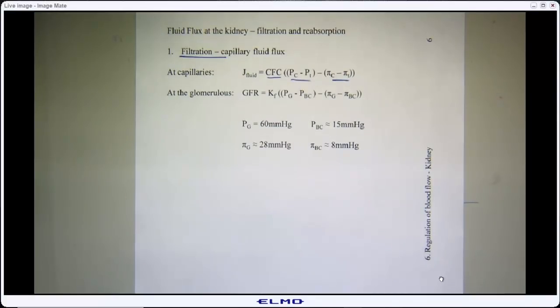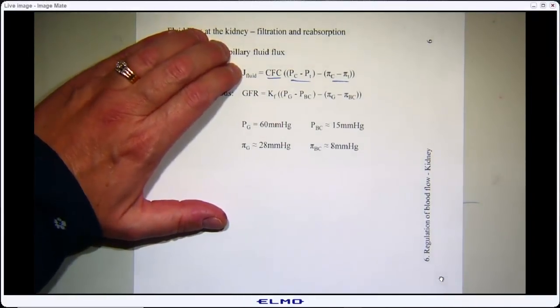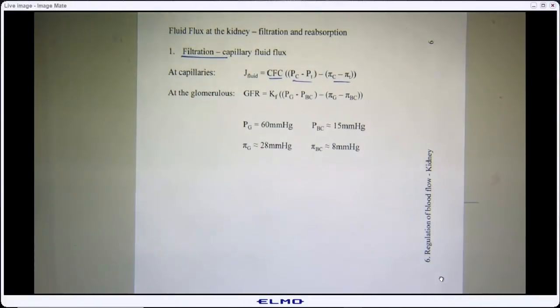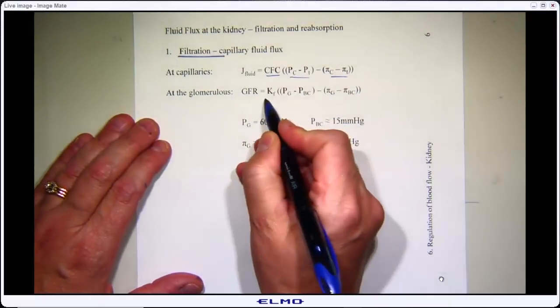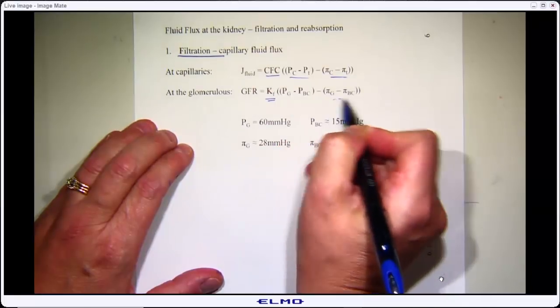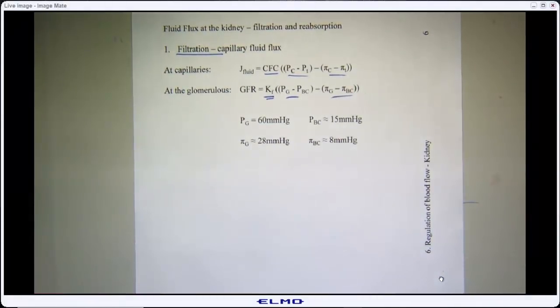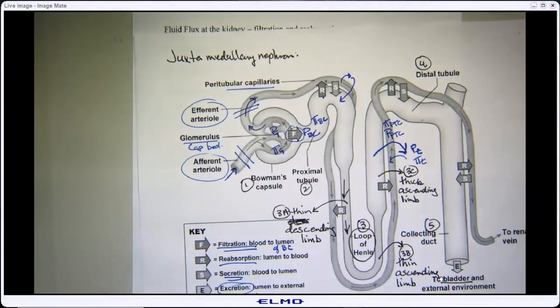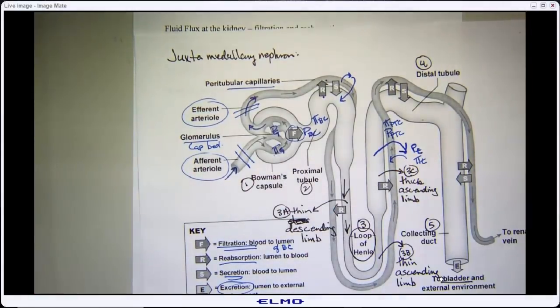Capillary fluid flux, we talked about it being represented by J. Fluid flux at the level of the glomerulus is called glomerular filtration rate. So it's the same thing. Fluid flux is dictated by a constant that we're not really going to care much about because we're not going to change it, and a delta P and a delta pi argument. And here our delta P is the hydrostatic pressure difference between the glomerulus and the Bowman's capsule. And what is the oncotic difference between the glomerulus and the Bowman's capsule? Blood space, tube space.